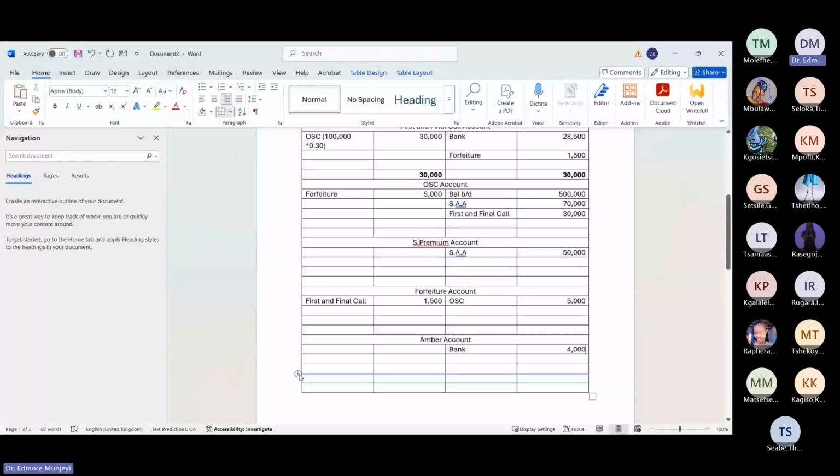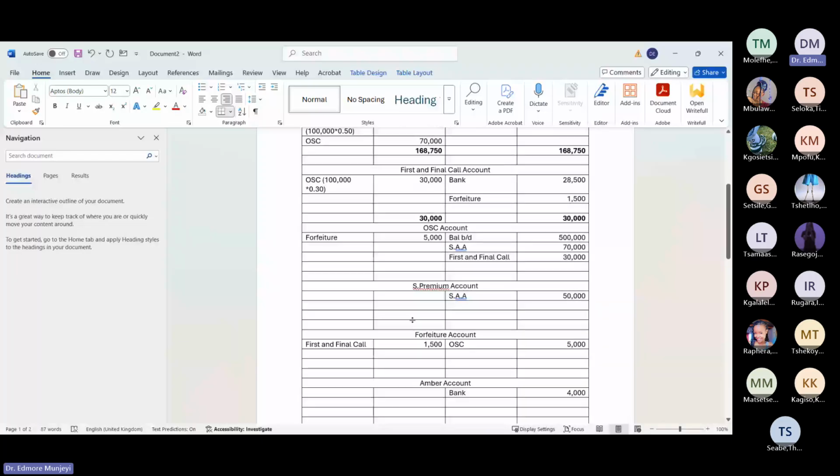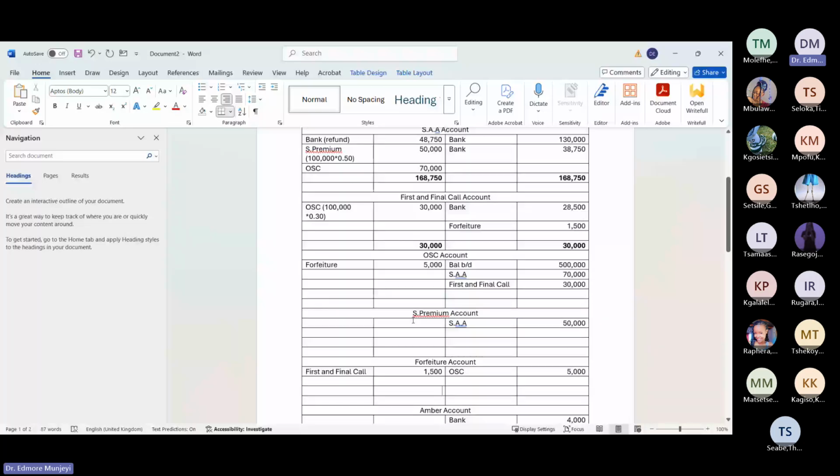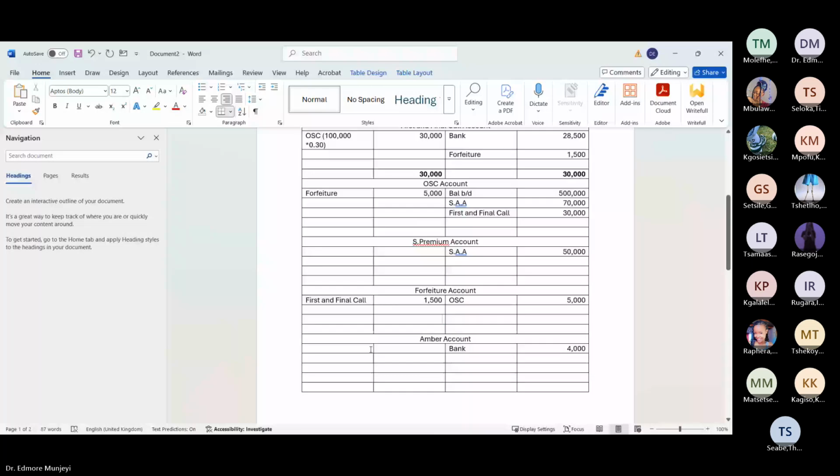The original value is 5,000, right? The original value of the shares that were bought by Ember is 5,000. That means somehow Ember might have got a discount. We'll see what's happening. So we are going to debit Ember's account with those 5,000 shares.